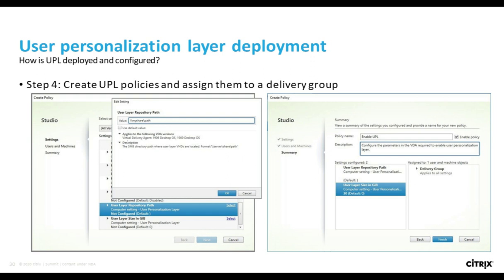And then the last step is just creating a policy on the Studio side that defines the location of the layer repository that the VDAs will be connecting to. And we've added new policies that are baked into Studio in the 1912 release that allow you to set this up, and it's really pretty easy. And that's it. Once you've done these steps, then you have UPL ready to go.